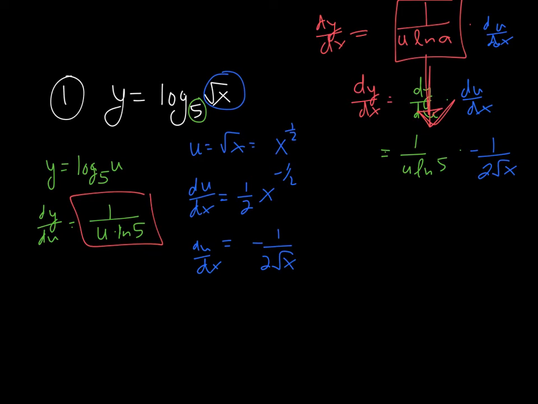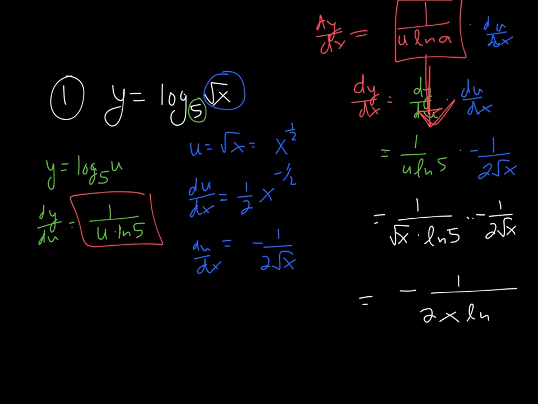Okay, regardless, when I get to the end of this problem, I need to simplify things up, and my u is my radical x. So I need to put a radical x in here times natural log of 5 times a negative 1 over 2 radical x. And then I'm going to multiply across the denominator, so negative 1 over 2 radical x times radical x is x, natural log of 5 for a final answer.